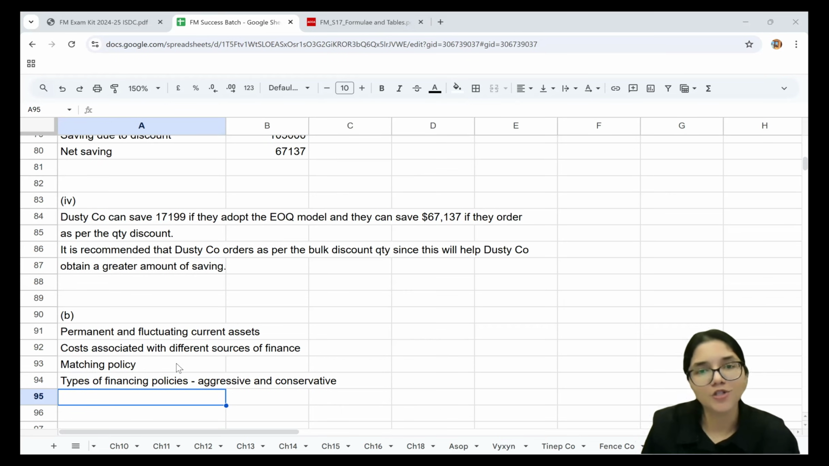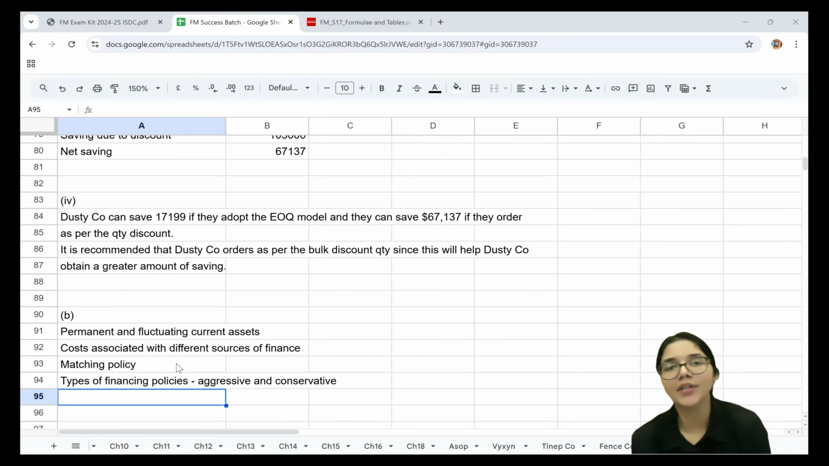Which source is cheaper? Short term is cheaper, so I will prefer to bring lots of money from the short term sources. Ideally, the matching policy tells me that I can bring my fluctuating current assets from short term sources. But now, since I'm an aggressive person, if not all of the permanent assets, at least some of the permanent assets, I will try to finance using the short term sources. So this is what we do under an aggressive policy.